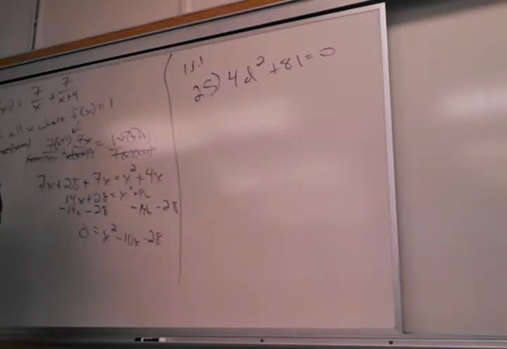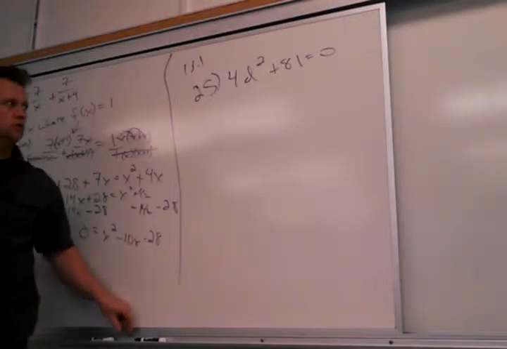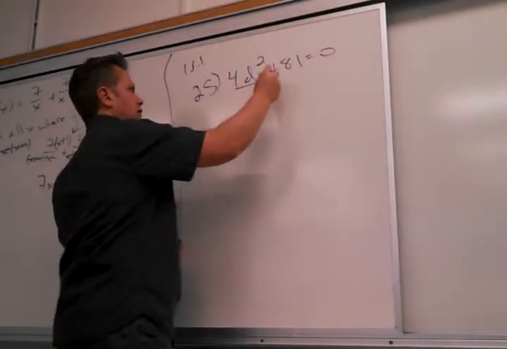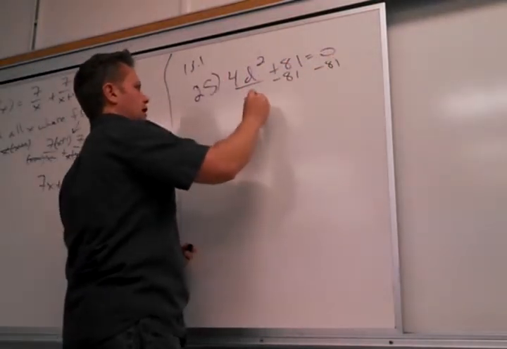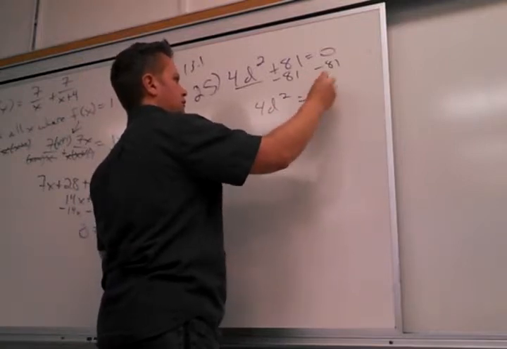How many variable terms do I have? 1. So I can actually isolate that variable term and then isolate the variable itself, right? How do I do that? Subtract 81 to get this stuff by itself. Now start to isolate your variable. It becomes a negative 81. There you go.